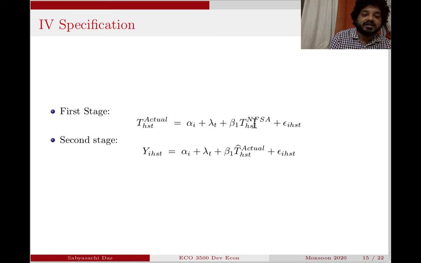So this regression will give a beta hat, and for given beta hat, for every value of T NFSA, you get the T predicted actual, and you plug that in, and then you regress the T predicted actual on the labor market outcomes. What are these alpha and lambda? So alpha i is the individual level fixed effect, because it's panel data, tracking every individual over time, which encompasses the implementation of the NFSA.